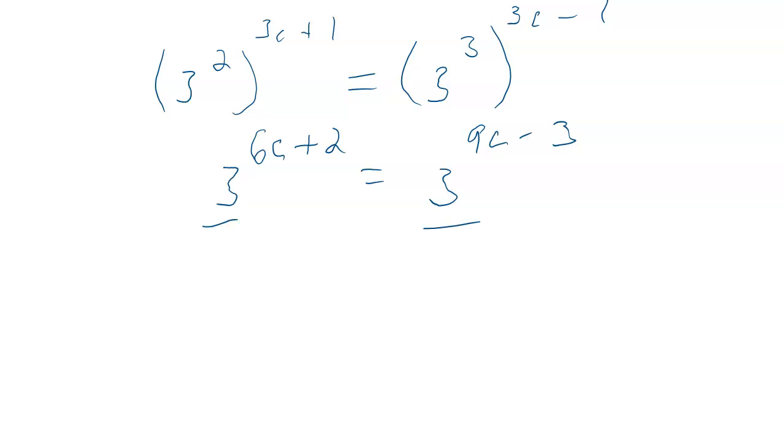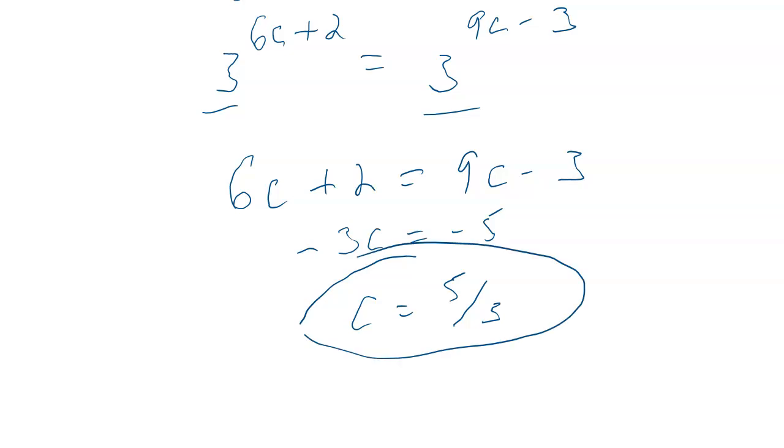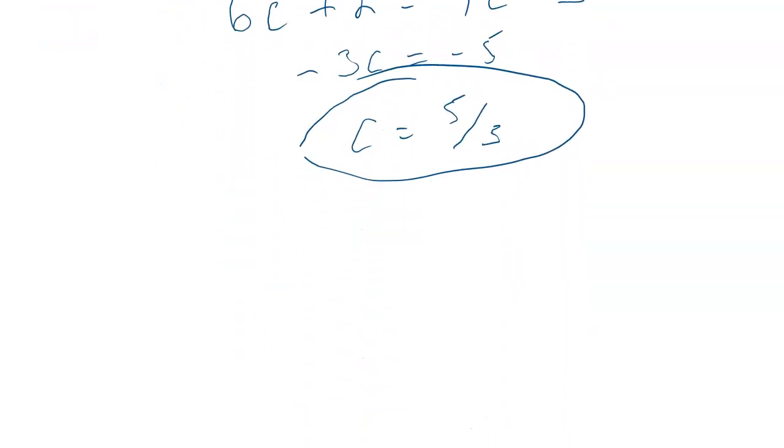Once the bases are the same, you can equate the exponents. 6c plus 2 is equal to 9c minus 3. Looks like a fractional answer. So I get negative 3c is equal to negative 5, so c is equal to 5/3 as my answer. No big deal. On to 13. Wait, that was 13. Yeah, on to 15.